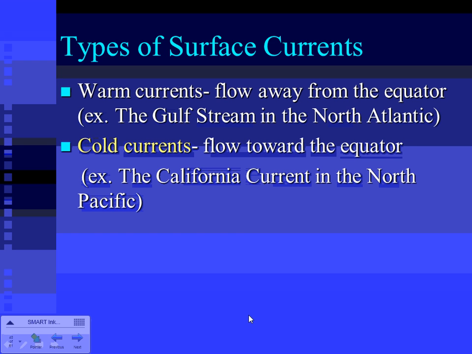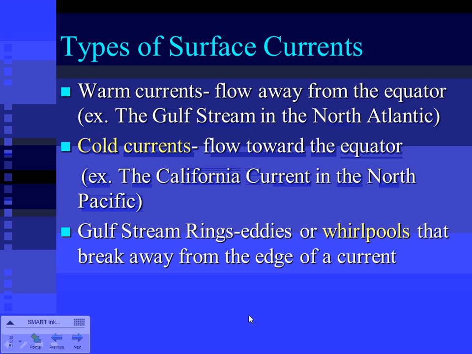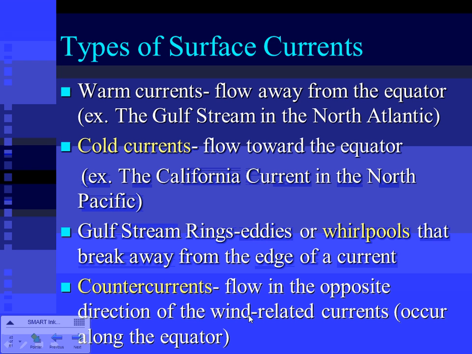change back. The Gulf Stream rings are eddies or whirlpools that break away from the edge of a current and sort of make their own thing. And counter currents flow in the opposite direction of the wind-related currents, and this happens along the equator.